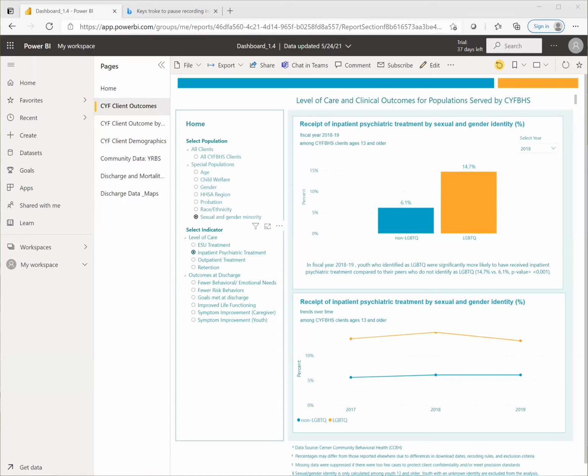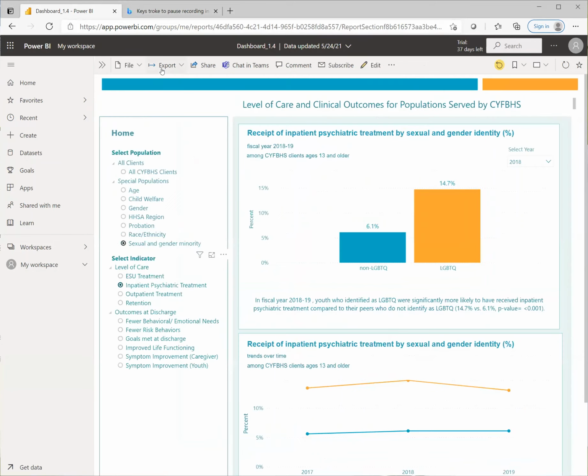So in addition to demographics, we may want to know how well our sexual and gender minority clients are faring on other indicators. And so to look at this, we've come over to our CYF client outcomes. And this page allows us to investigate differences in equity issues by level of care. So things like emergency service use and inpatient psychiatric treatment, and also outcomes at discharge. So for the youth population, that would include outcomes from our PSC and our CANS data. So just for the purposes of demonstration today, we're looking at our sexual and gender minority youth and their receipt of inpatient psychiatric treatment. And what we see again is that youth who identified as LGBTQ were significantly more likely to have received inpatient psychiatric treatment compared to their peers who did not. And again, we have these data available for 3 fiscal years over time, so you can monitor trends in equity.